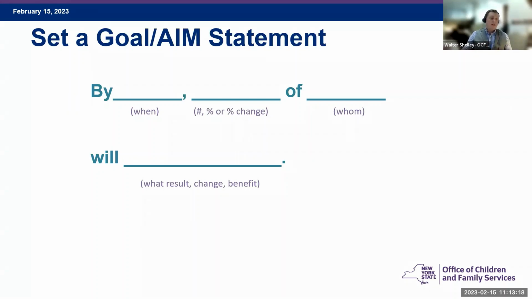So this first space, by when, will be the time by which you want to achieve your goal. So this is how you're going to make it time bound. So, by a specific date. The second space is going to be a number, percent, or percent change. This is going to be how you quantify the change that you want to see. So this is getting really at attainability here.